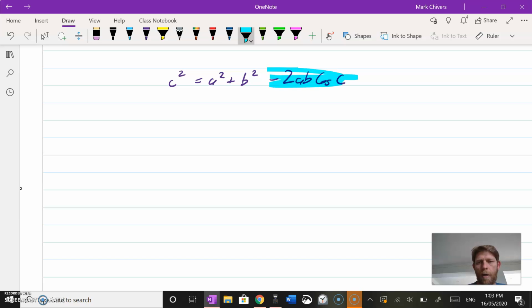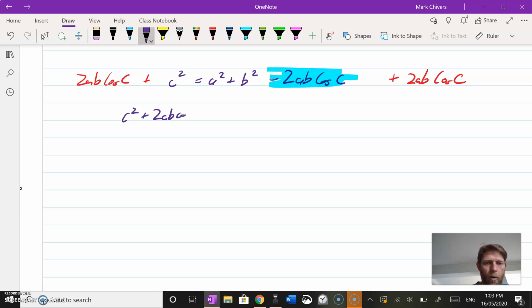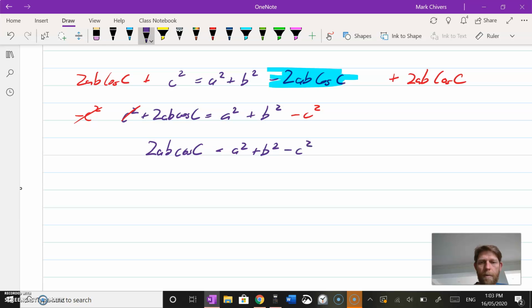So if I add this section to both sides, 2ab cos c, I'm going to end up with c squared plus 2ab cos c equals a squared plus b squared. The next thing I'll do, just a bit of algebra, and this is really how it comes about, is take away c squared from both sides. That cancels out, and I'm left with 2ab cos c equals a squared plus b squared minus c squared.